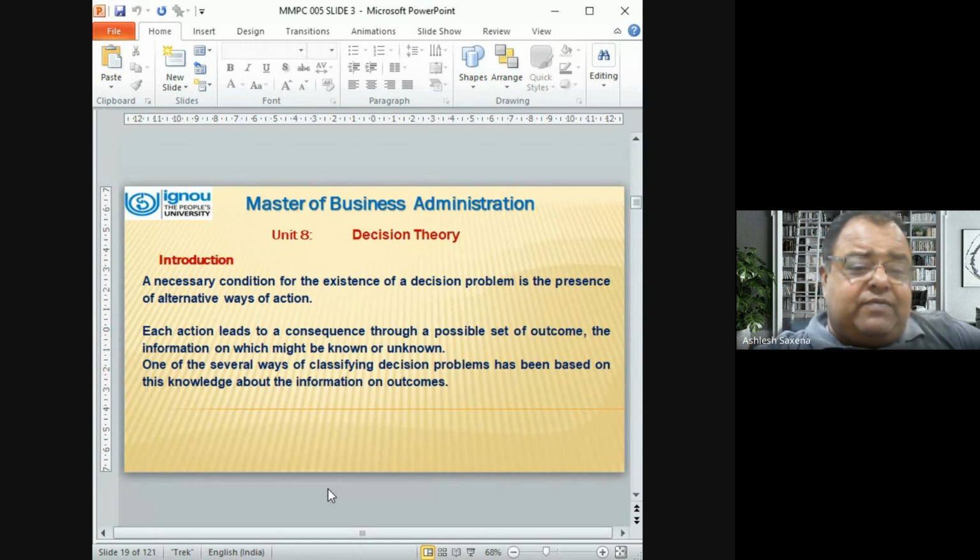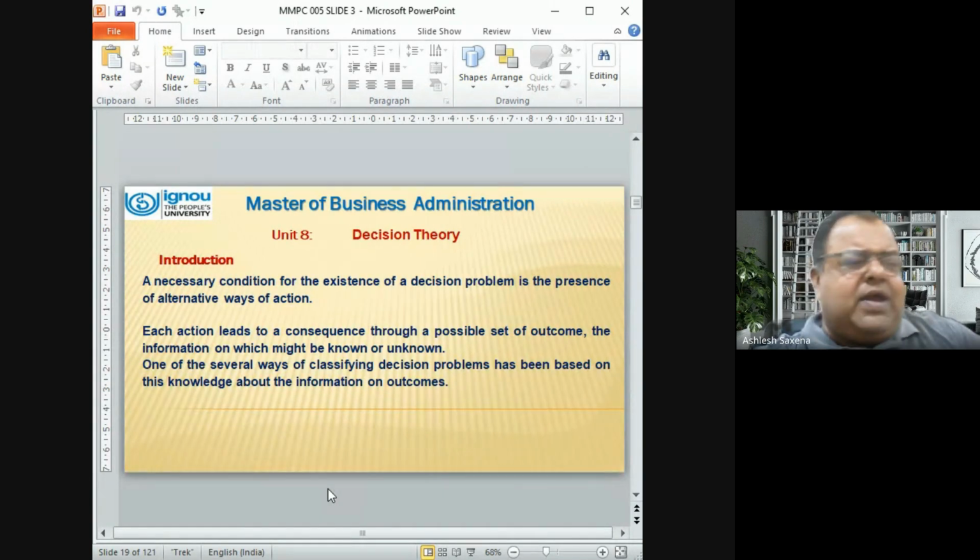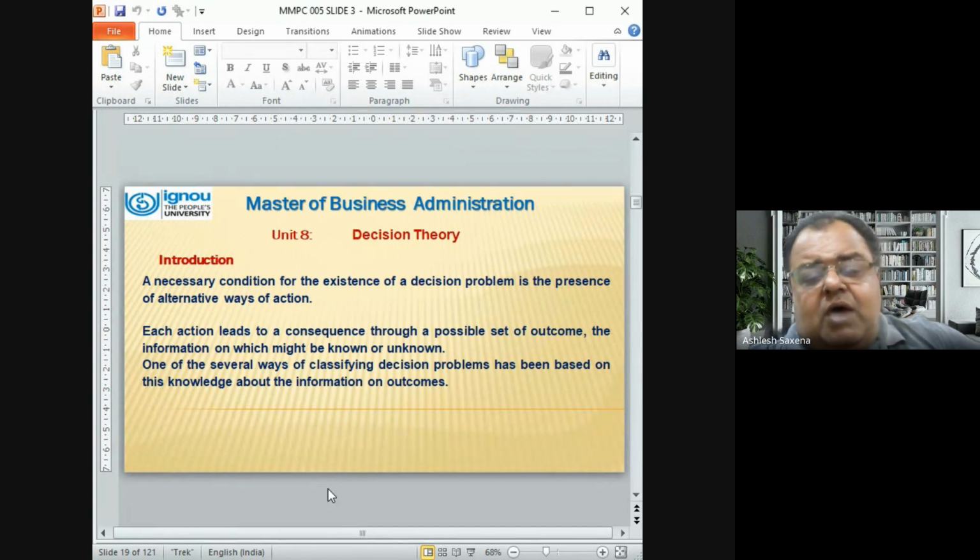A necessary condition for the existence of a decision problem is the presence of alternative courses of action. In our life also we come across so many things. What we want to do is find the other alternative, how it can be performed, that means either the other way or the shortest route by which the problem can be sorted out. Each action leads to consequences through a possible set of outcomes, the information on which might be known or unknown. One of the several ways of classifying decision problems has been based on this knowledge about the information on outcomes.